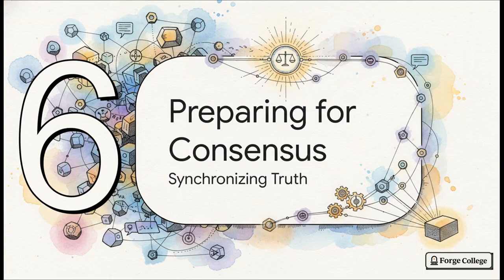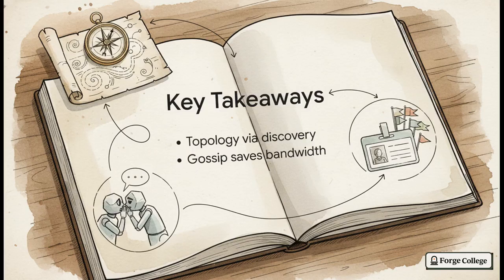Finally, part 6, preparing for consensus, synchronizing the truth. Through deliberate connections, polite gossip, and those clever shortcuts we just covered, the entire global network of nodes is brought into a state of synchronized harmony. And that prepares the stage for the most important job of all, consensus.